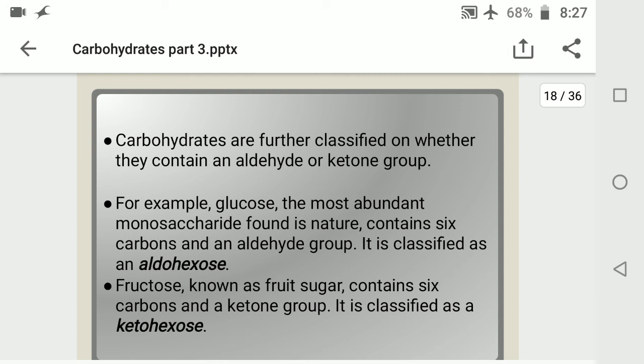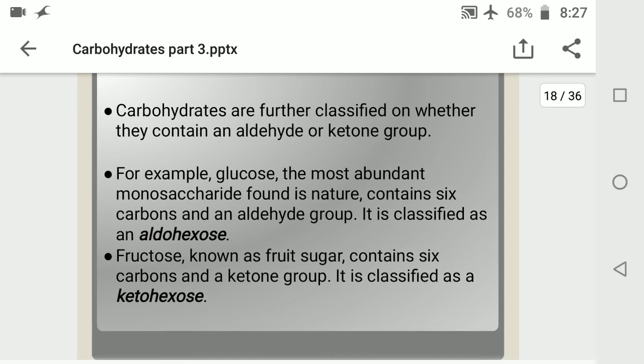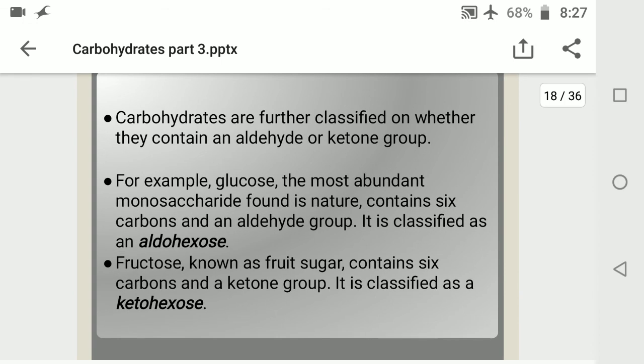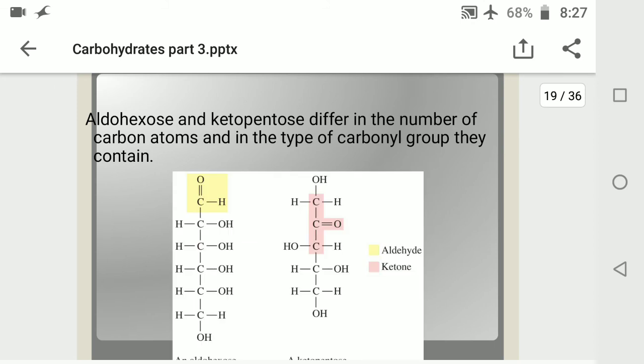Okay. Fructose, known as fruit sugar, contains 6 carbons and a ketone group. It is classified as a ketohexose. MCQs may be asked on this basis. Another name of glucose is aldohexose, and another name of fructose is ketohexose. Aldohexose and ketohexose differ in the number of carbon atoms and in the type of carbonyl group they contain.